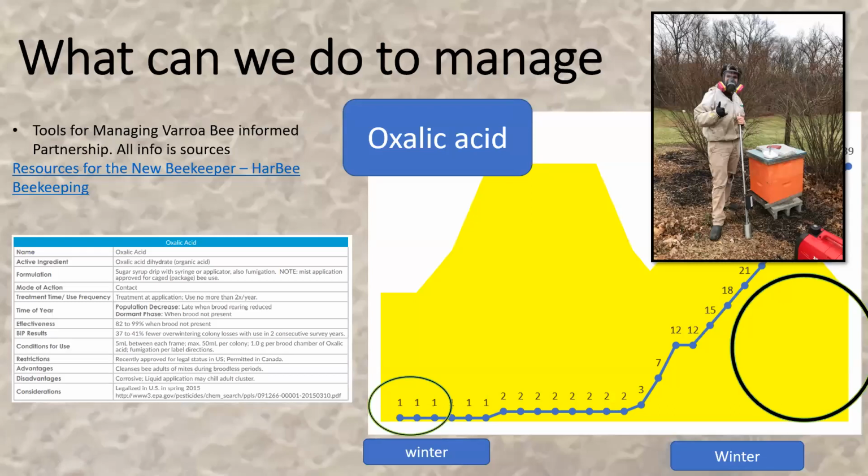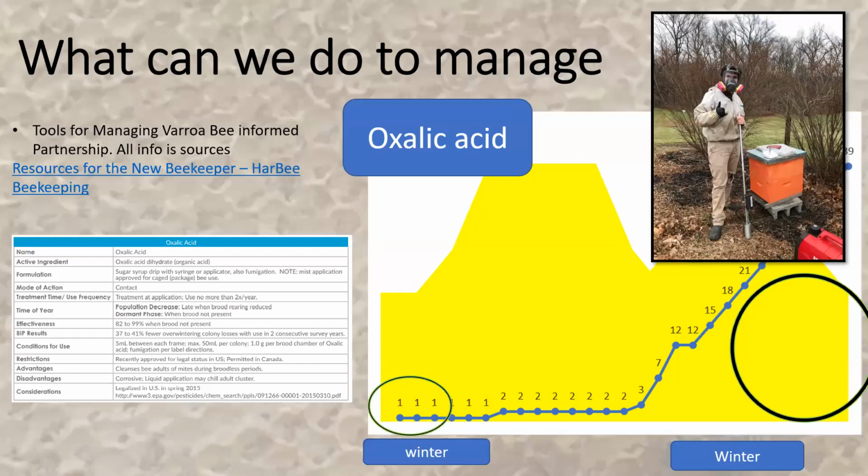Oxalic acid kills the bees by contact. It is vaporized, a hard crystal that is vaporized right at the entrance. See this metal pole that I'm holding with this heat component at the base here? Those crystals are turned into a gas and sprayed into the hive. It immediately cools down once it's in the hive and covers all of the bees inside of that hive.